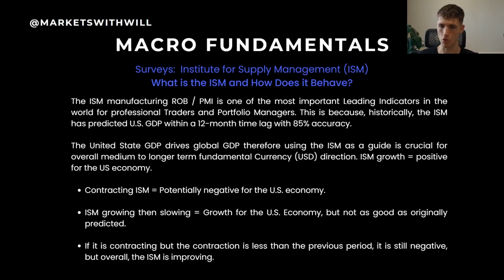ISM growth equals positive for the US economy, whereas contracting ISM is potentially negative for the US economy. ISM growing, then slowing, equals growth for the US economy, but not as good as originally predicted. It is contracting, but the contraction is less than the previous period. It's still negative, but overall the ISM is improving. I hope that makes sense. I think it's very clear in the wording as to what that means.